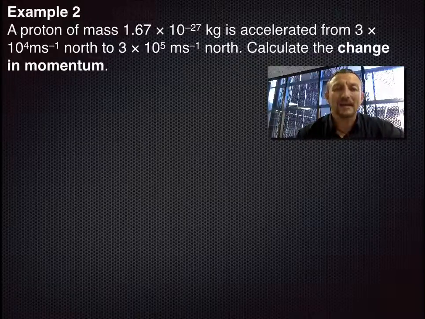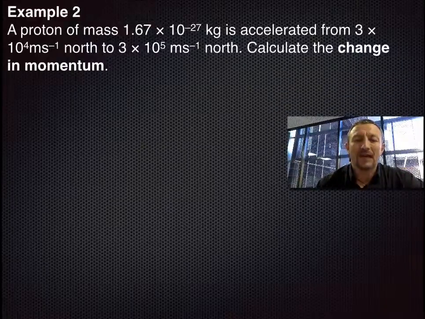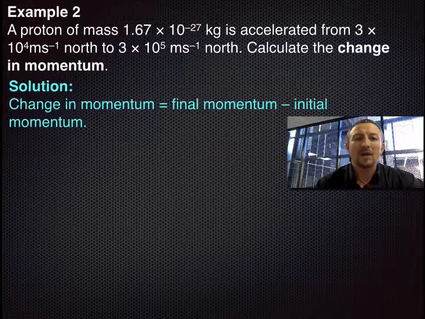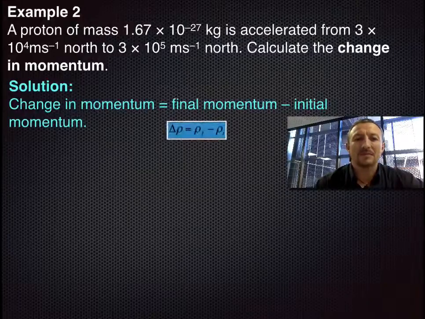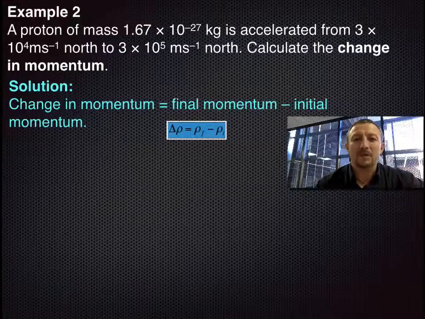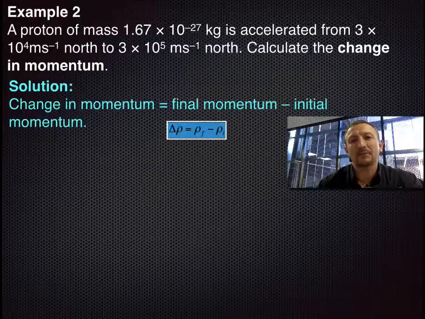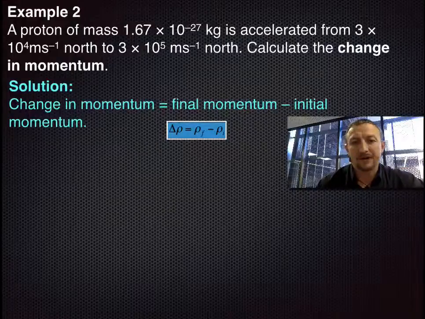Okay, welcome back. So how did you get on? I'm sure you did fine. So let's run through how we calculate this. Well, we know that the change in momentum is the final momentum minus the initial momentum. And there's our algorithm: delta p equals p final minus p initial. Remember that little p is the Greek symbol phi.